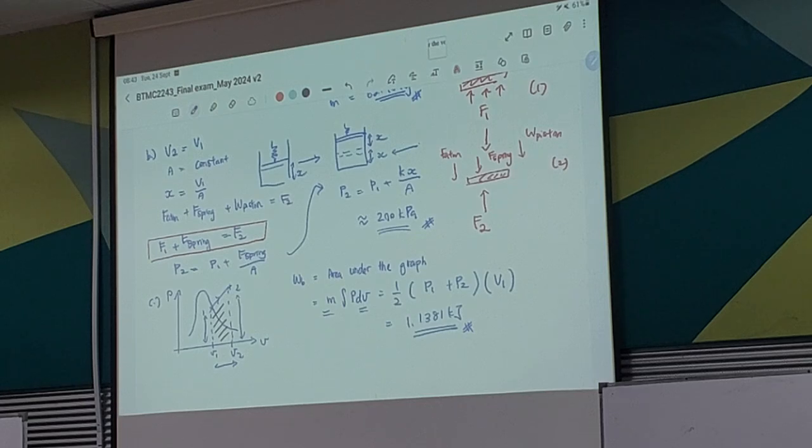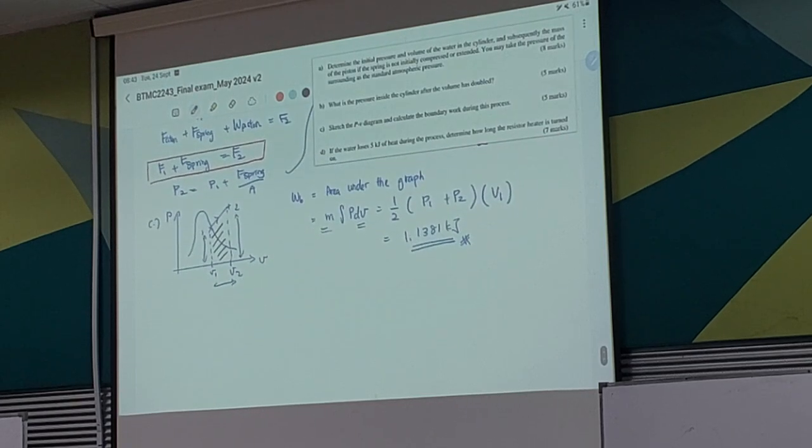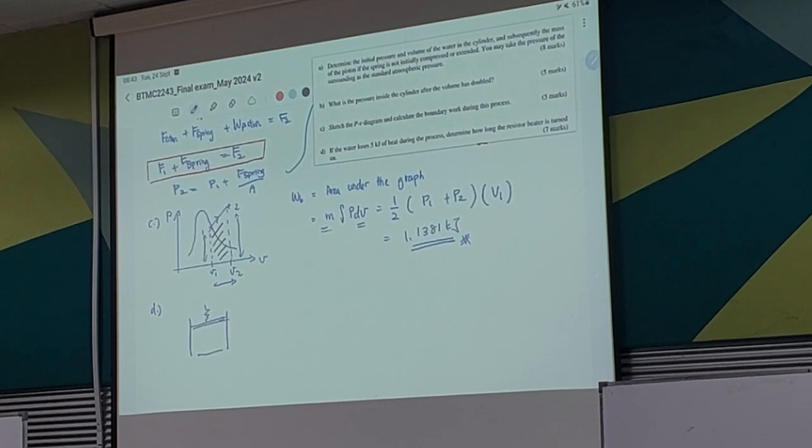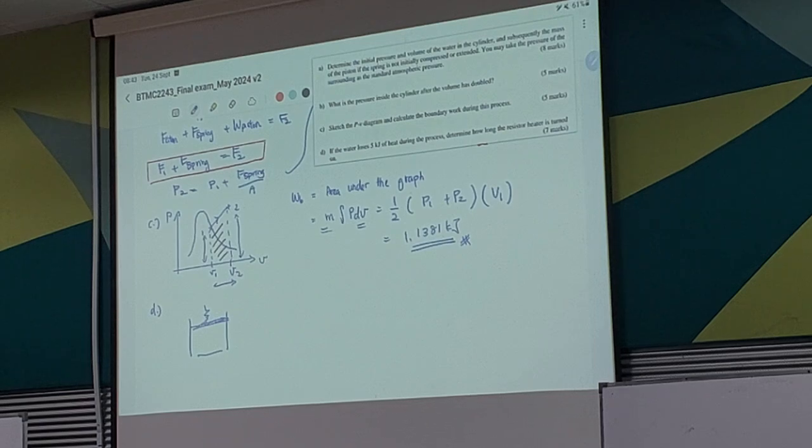Alright, then let's finish this up. So we go to part D, the last part. If the water loses 5 kJ of heat during the process, determine how long the resistor heater is turned on. So again, let's draw this thing. Then we see what are the interactions that we have. Obviously we have a boundary work out, right? Because boundary work out, which is from here.